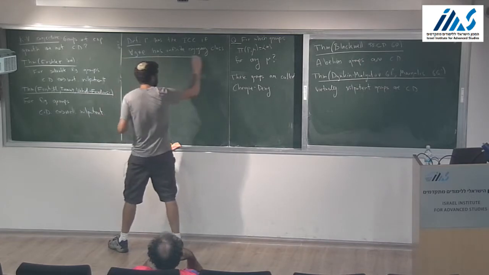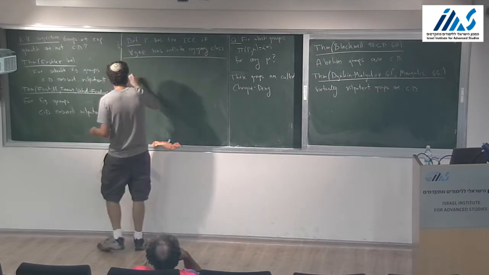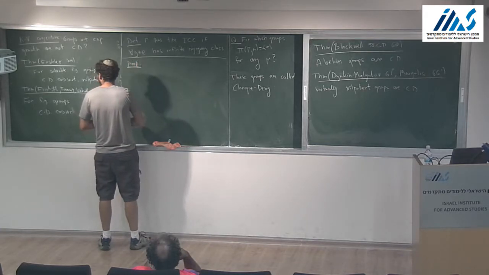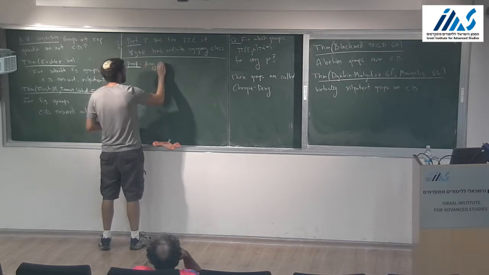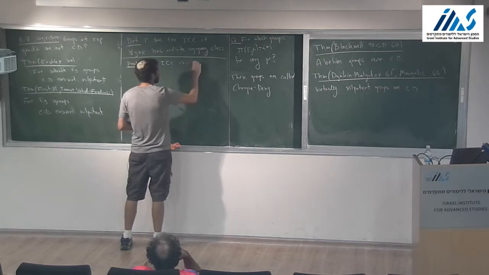So really, the deep thing is what I just said is a reduction to the following. This is the proposition that we really prove: any ICC group is not Choquet-Deny.